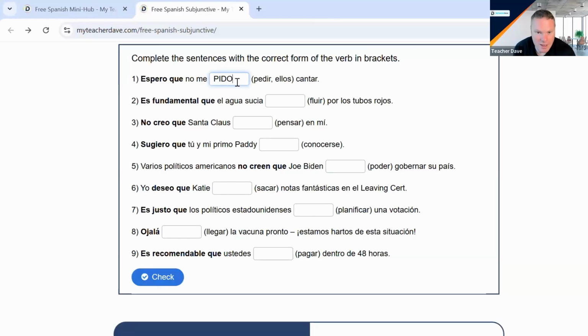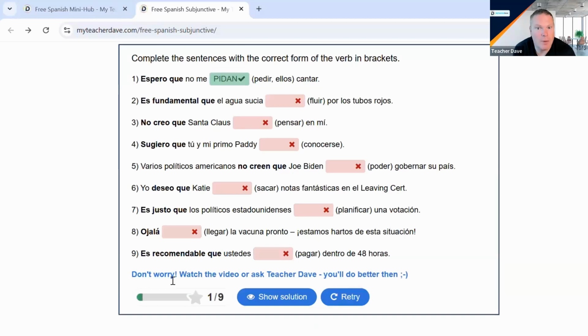Now we know we start off with pido in the normal present tense. This is an E to I stem change verb, isn't it? So we knock off our O. We know it's they, and that gives us pidan. And we'll always check as we go along as well, because if there are any problems, you can fix them as you go.